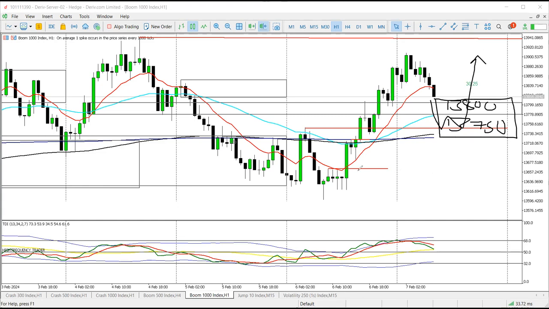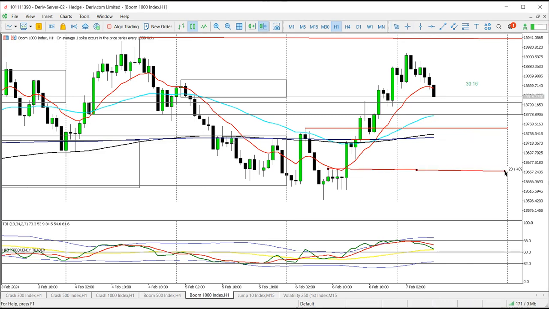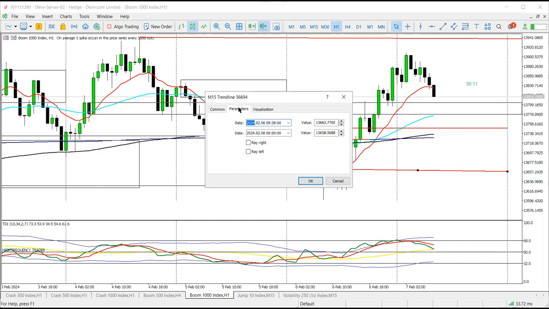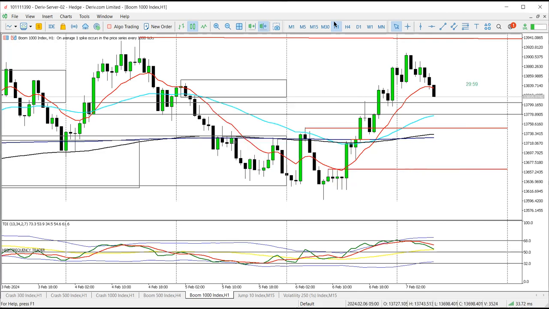Worst case scenario would be price coming all the way to this zone which wasn't retested. That would be the worst case scenario. So we'll just keep stalking and see where they will turn, then we execute the trade. Okay, so that's a point of interest there.